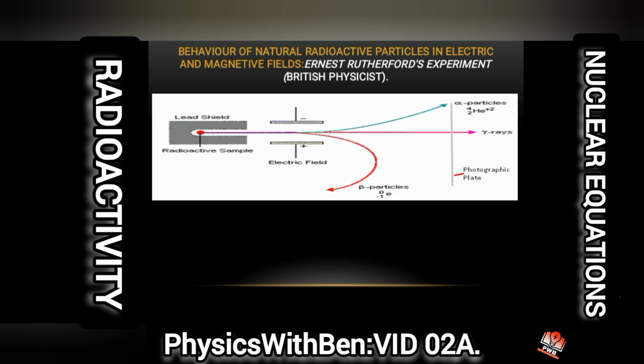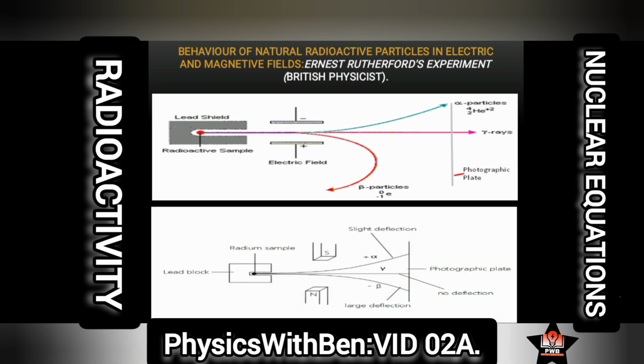Their behavior in a magnetic field was also similar. So in a magnetic field, this was their behavior. The radioactive substance was also placed here and was meant to pass through the north pole and the south pole of this magnetic field.